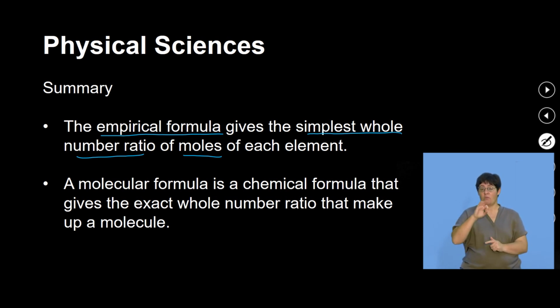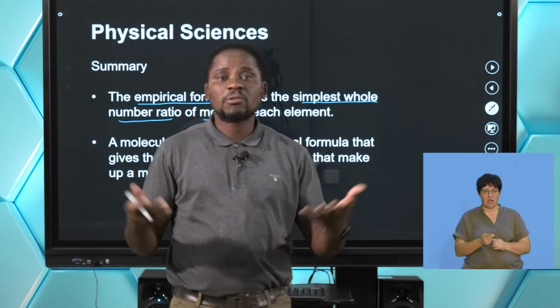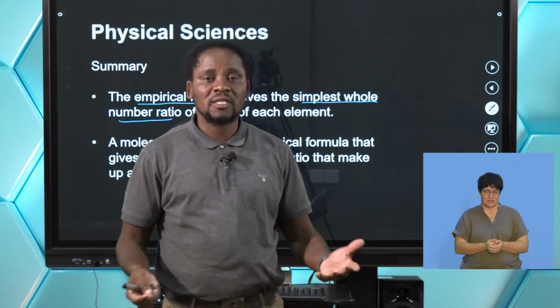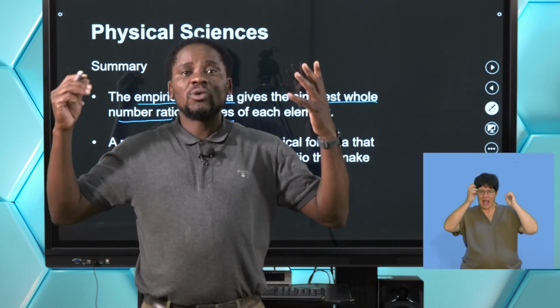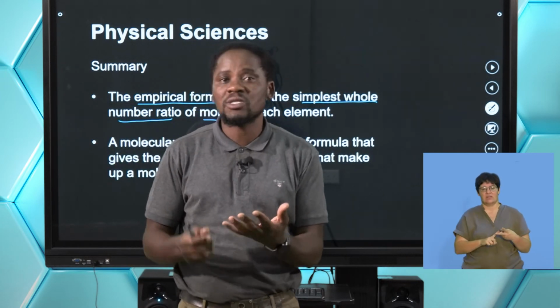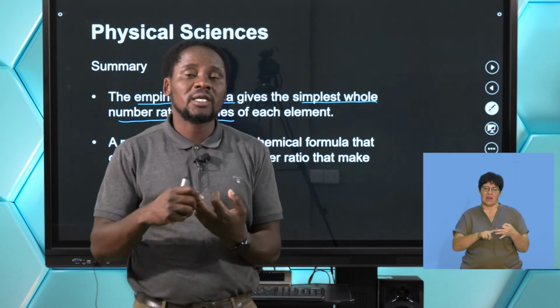And then the molecular formula is the actual formula of the substance, a chemical formula that gives us the exact, which is the actual whole number ratio that makes up a molecule. So these are the different types of formulae. In terms of the percentage composition, we also looked at the masses. So there's a whole range of ideas that we managed to discuss in terms of percentage composition, molecular formula, as well as empirical formula.